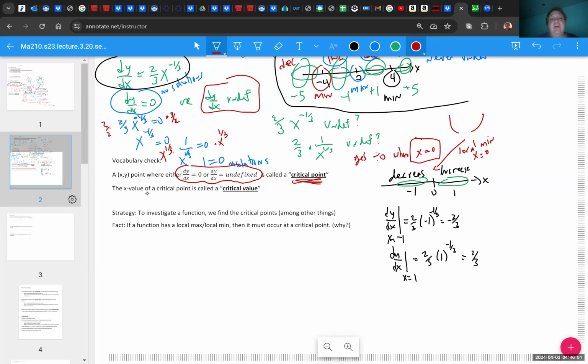All right, so our general strategy that we're going to pick up in our next video is we're going to try to find the critical points among other important features. And we should also use the fact that if it has a local max or a local min, it must occur at a critical point. And why is that? Because the only way it can change from a positive or increasing derivative to a negative, a decreasing derivative, is to go through 0 or have some undefined feature where it goes to that. So it can't go from positive to negative without going through 0 or being undefined at some location.